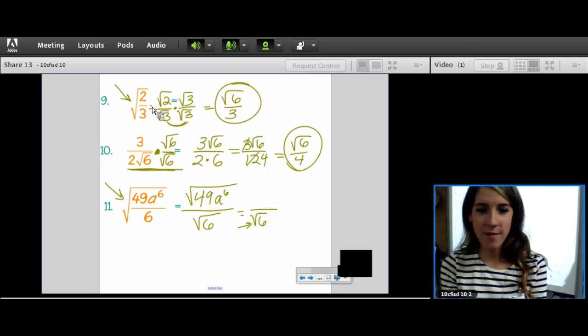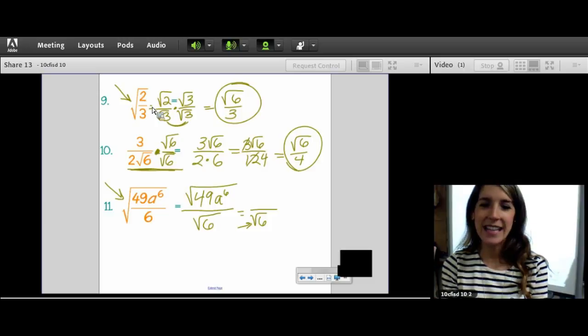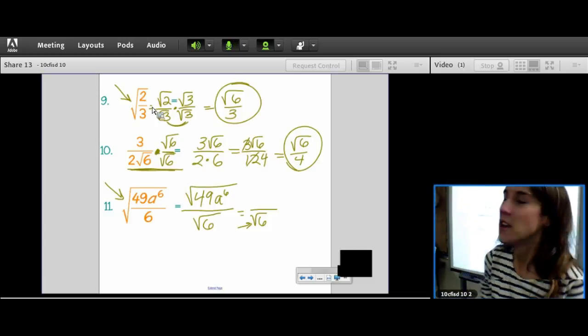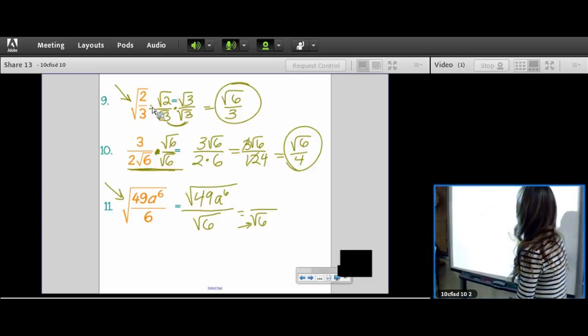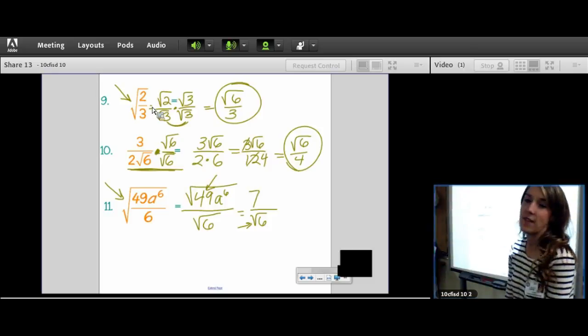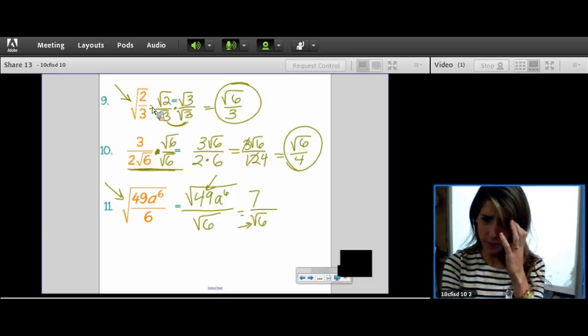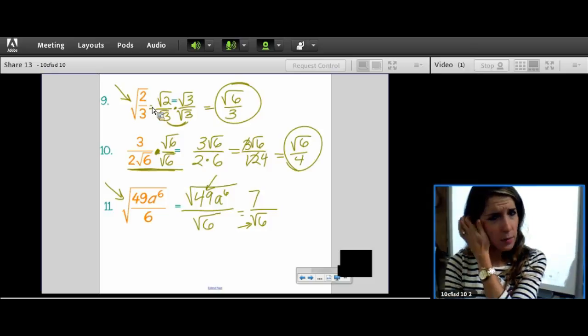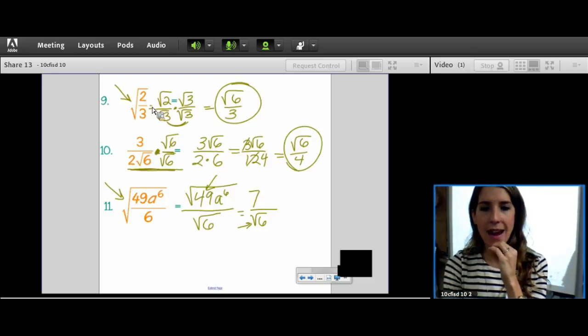What's true about 49? 49 is a blank blank. It's a perfect square. Okay, let's take care of that. The square root of 49 is 7. Whoa, they put a variable in there. Oh my goodness, what do we do? The square root of a to the 6.